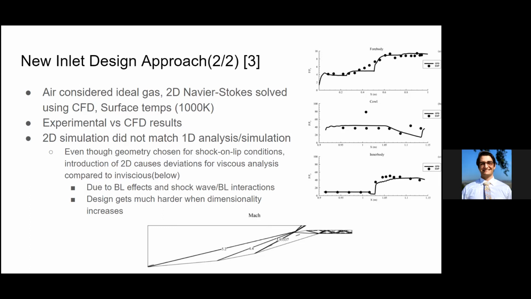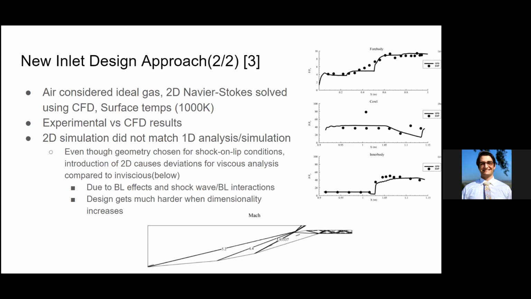And one important takeaway that they pointed out in their paper was that the 2D simulation did not match the 1D analysis. So even though the geometry was chosen for the shock on lip conditions so that everything would meet at one point, the introduction of the second dimension caused deviations for the viscous analysis. They believe this is due to the boundary layer effects and the shock wave with boundary layer interactions.